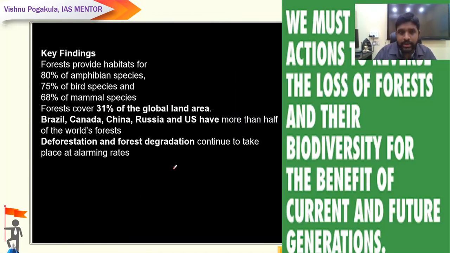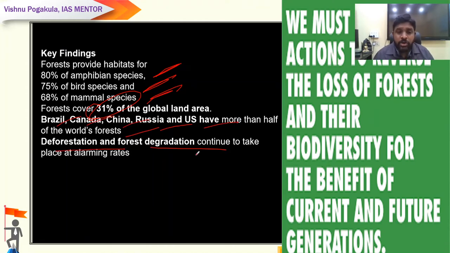Forests provide habitat for 80% of amphibian species, 75% of bird species, 68% of mammal species. Forests cover 31% of global land area. Brazil, Canada, China, Russia and USA have more than half of the world's forests. Deforestation and forest degradation continue to take place at alarming rates. So we must take bold actions to reverse the loss of forests and their biodiversity for the benefit of current and future generations. We need to protect the biodiversity and the ecology.